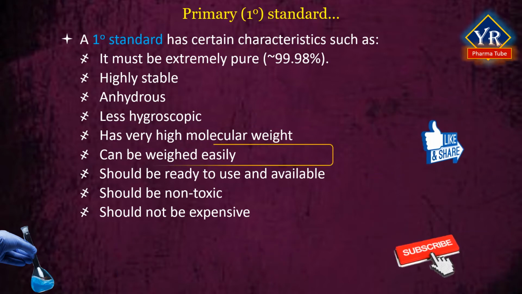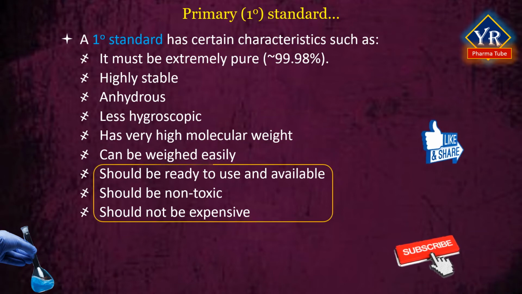A primary standard can be weighed easily because it is so pure that its weight is in fact a true representative of the number of moles present in its actual weight. Lastly, the primary standards have to be ready to use and easily available and should be non-toxic and inexpensive.